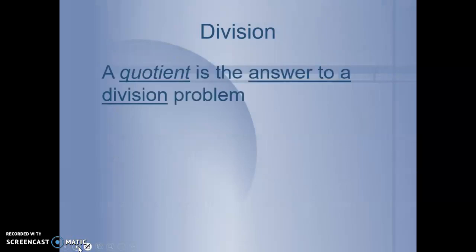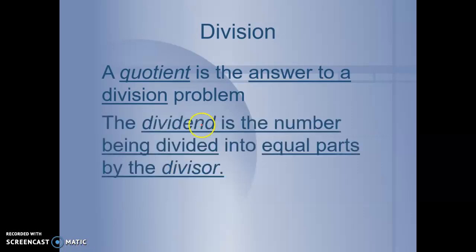Let's go over some terminology for division. When we talk about division, a quotient is the answer to the division problem, and the dividend is the number being divided into equal parts by the divisor.